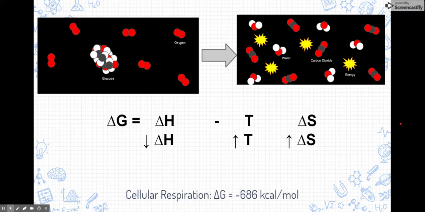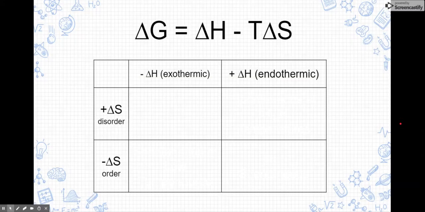Now, what's happening to the disorder, or the entropy, or delta S? Well, look at it. It's fairly ordered on the left with a few particles, and on the right, we have a lot more particles, and it looks a lot more disordered. That's an increase in entropy. If you actually record the value of cellular respiration, the delta G, we're going to get negative 686 kilocalories per mole. So in this reaction, it's spontaneous.